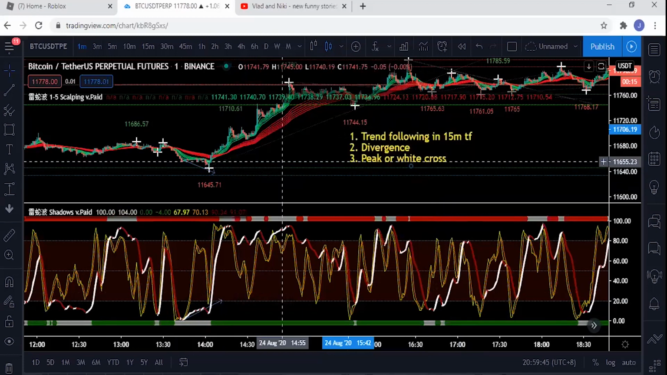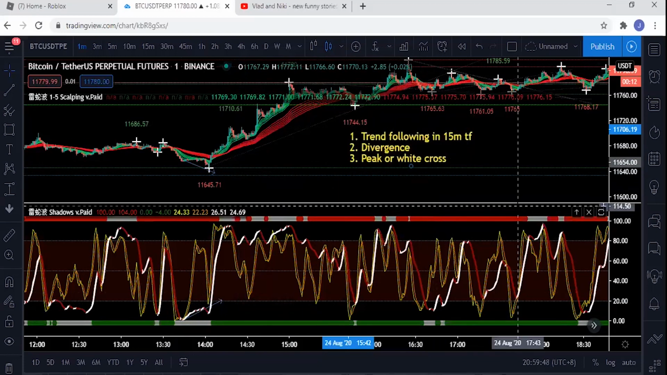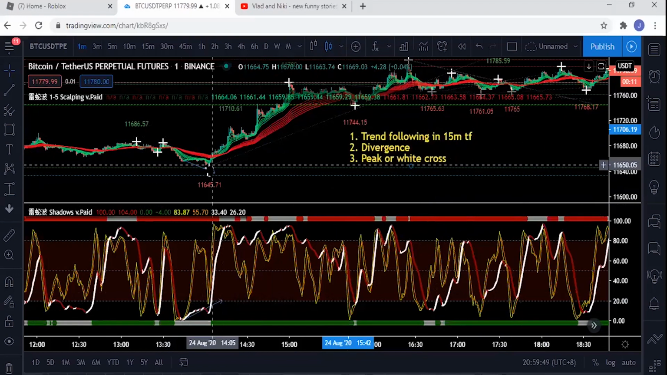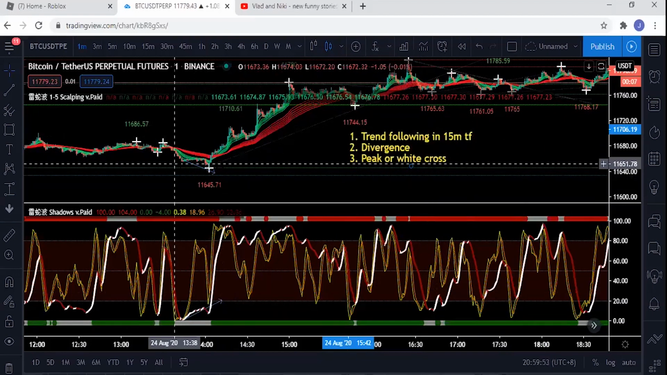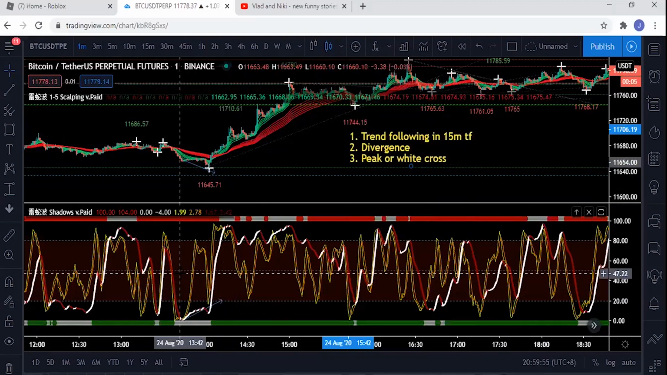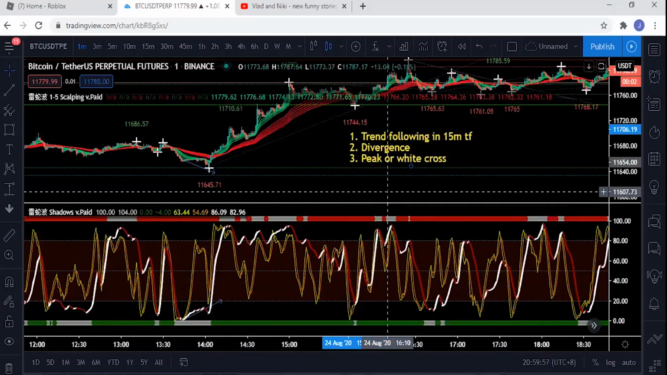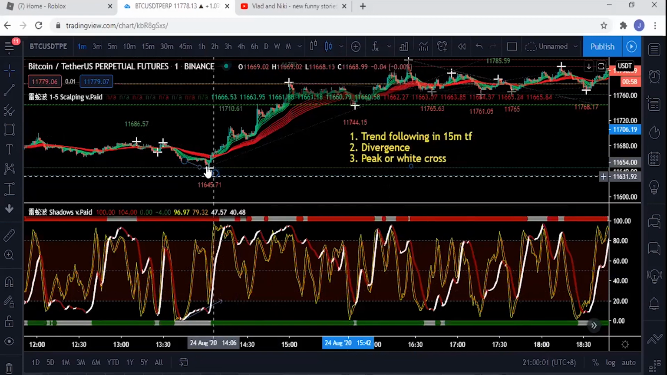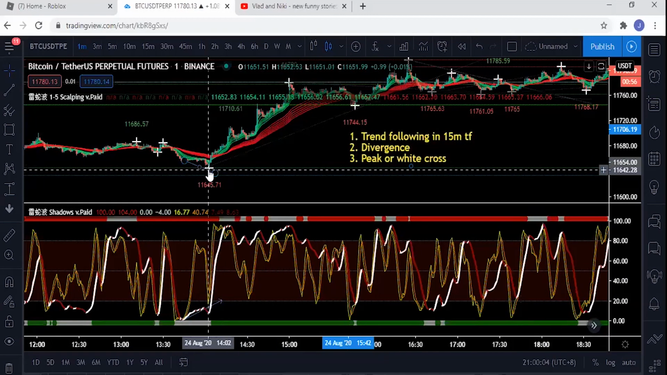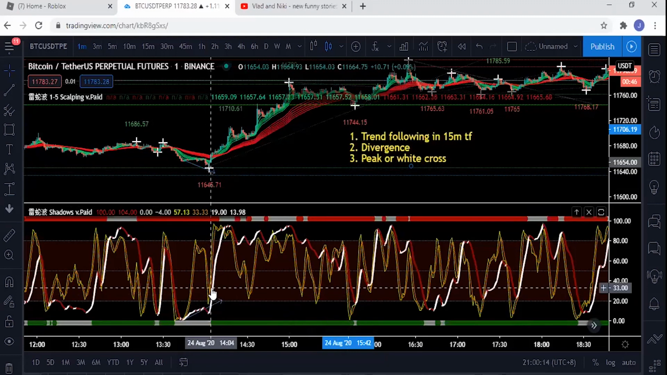First, trend following 15 minutes. Next is our divergence in 1 minute. This is a divergence. Second is our peak or white cross. We already see our peak or the bottom cross. It means that it is already the bottom of our oversold area.